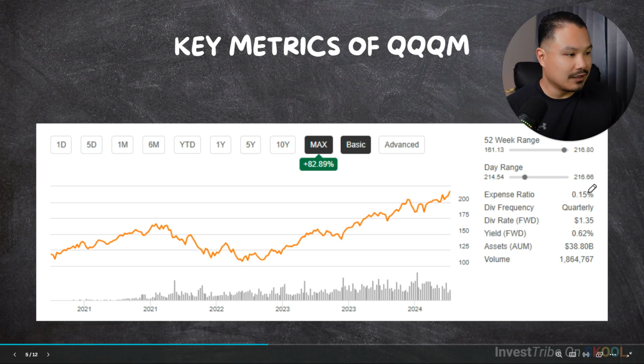Looking at the expense ratio, it's 15 basis points, and QQQ is 20 basis points. So you're getting a 5 basis point difference, or a discount, which is nice. The dividend is fairly low. This is a tech-heavy type of ETF, so you're not really going to collect too much in dividends. It does pay quarterly.